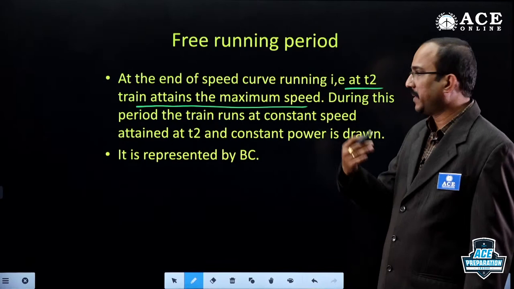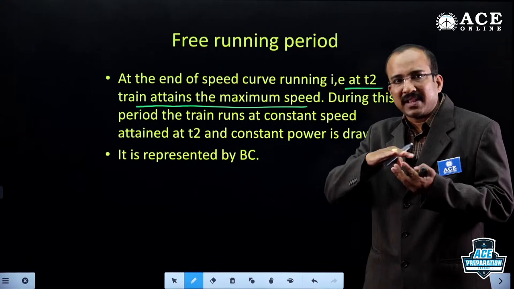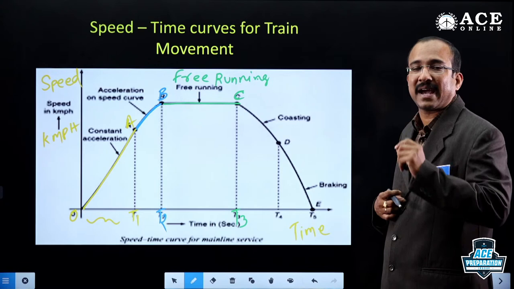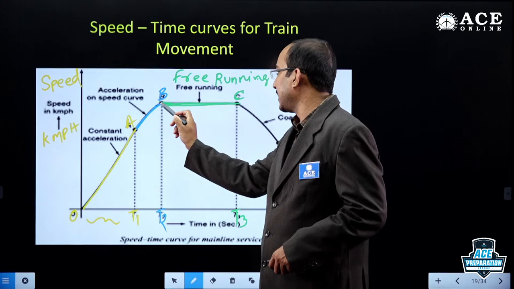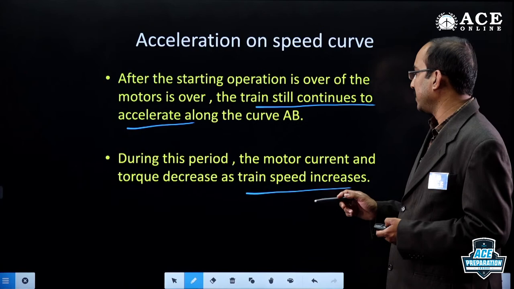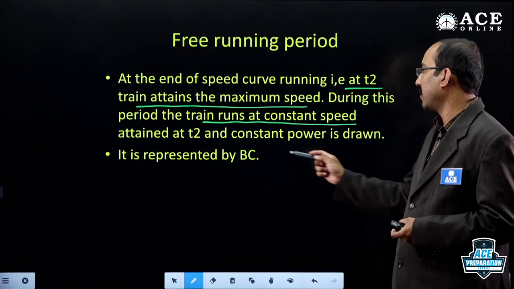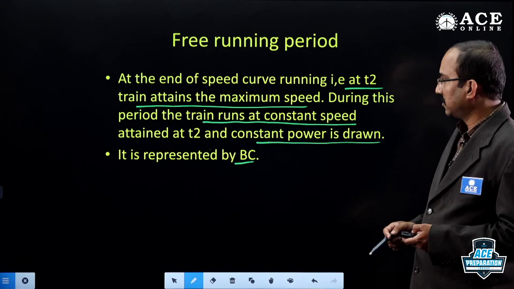Yes or no? So during this period, the train runs at constant speed. An objective type question may be asked: during which period does the train run at constant speed? In the free running period, the train runs at constant speed. Yes or no? So the speed is constant. The speed attained at T2 is constant and power drawn is also constant. It is represented by BC. That is about the free running period.